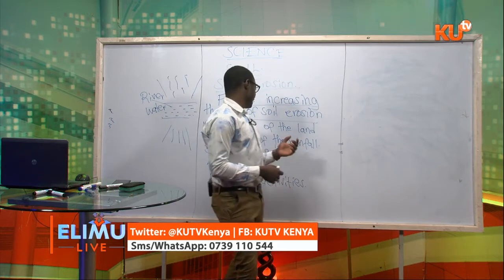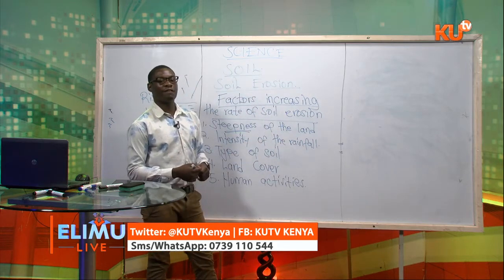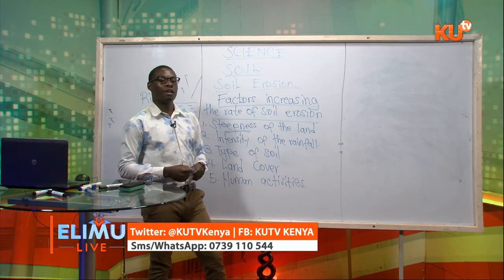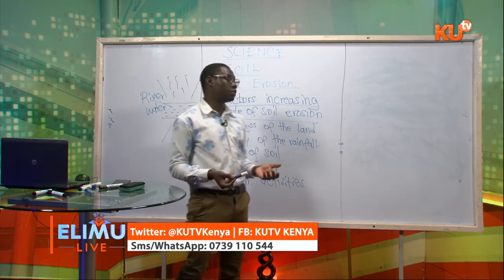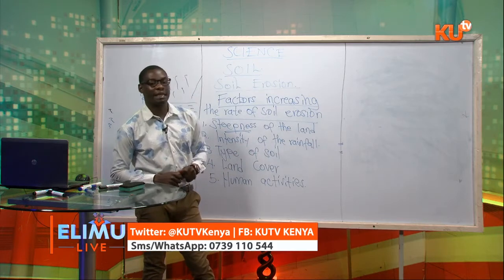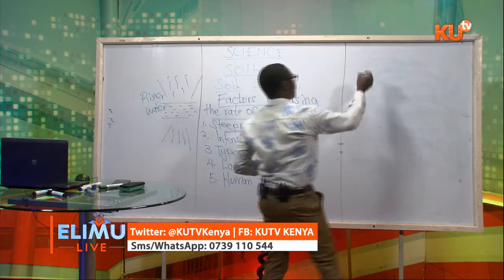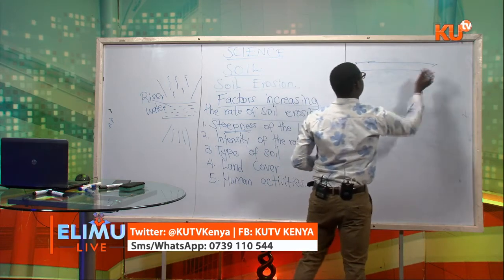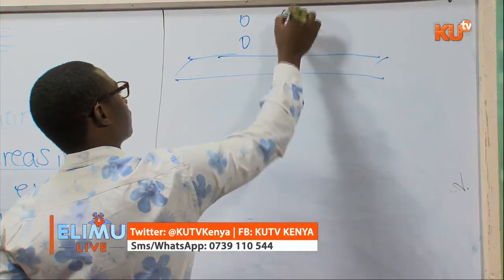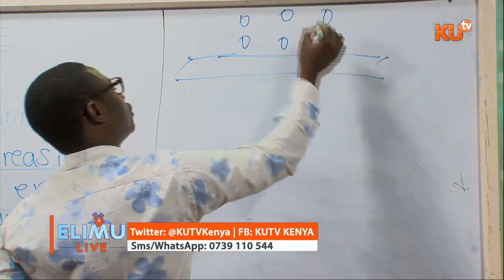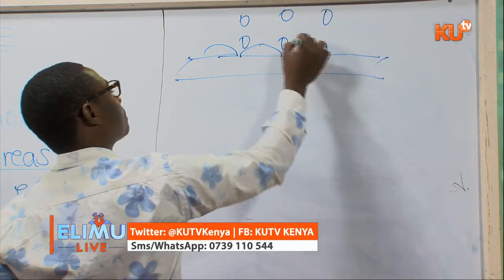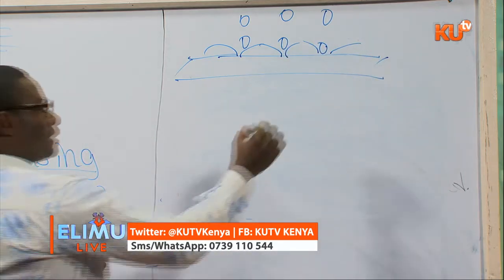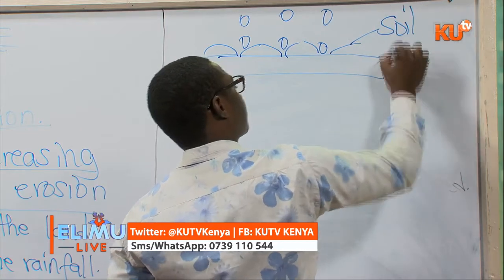Now, when the intensity is high or the rainfall is so heavy, then it's likely to have more effect on soil erosion compared to if the rainfall was not intense. If this one is your land and we have intense rainfall, it will displace a high number of soil particles. So much soil will be displaced.